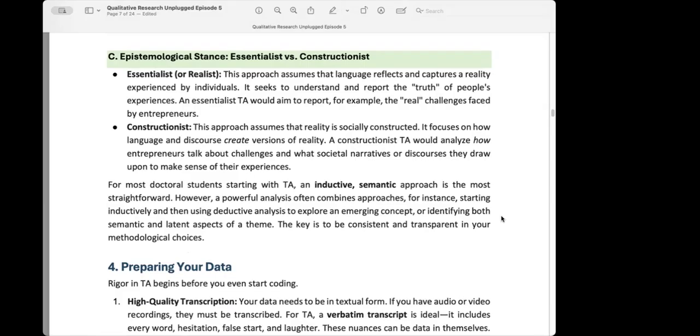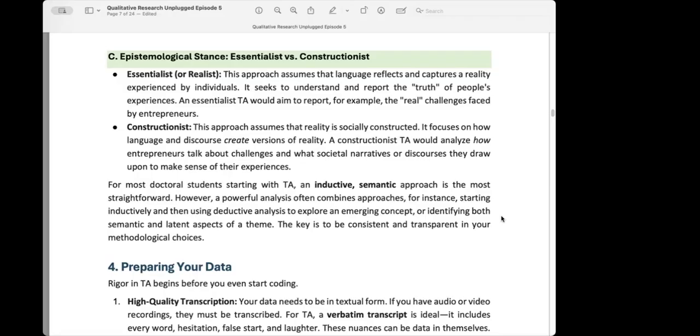Finally, we consider your epistemological stance. Essentialist versus constructionist. Now, this gets a bit more philosophical, but it's crucial as it relates to your fundamental beliefs about the nature of reality and knowledge itself, and it profoundly impacts how you interpret your data and what you claim your themes represent. Okay, this sounds important, but maybe a bit abstract.